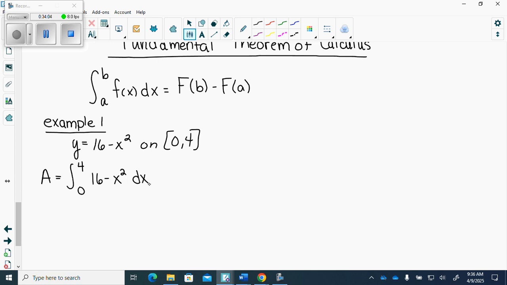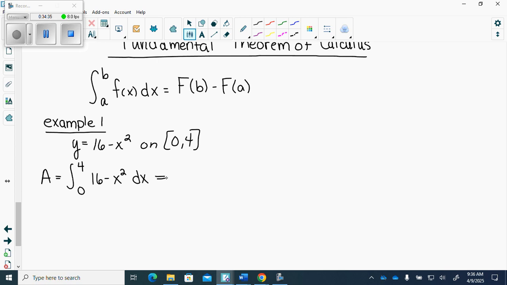Now, if this function was like 16 minus g squared, then I would have a dg, right? It's just whatever the variable is. You guys like x's more. It's just born into your souls. Now, dx just means I took the derivative of this. So this is actually the derivative, 16 minus x squared. I want to be able to get the antiderivative so I can plug in F of b minus F of a. So I'm going to show you the interim step.